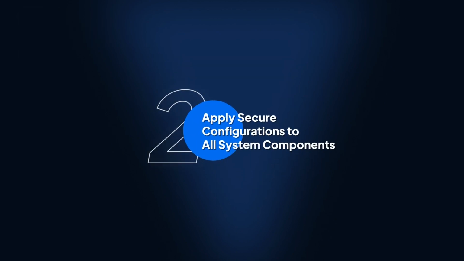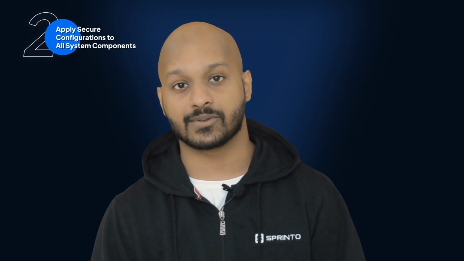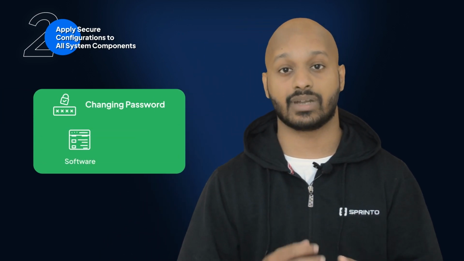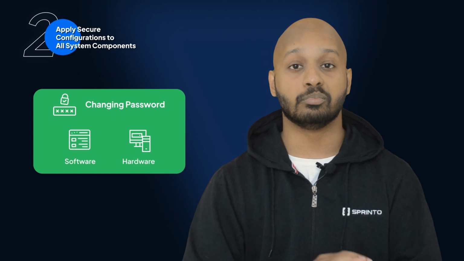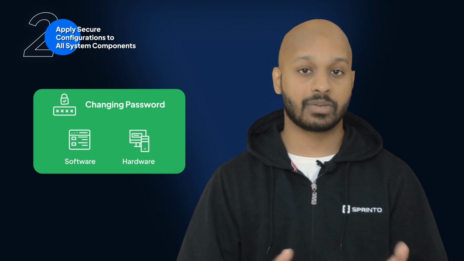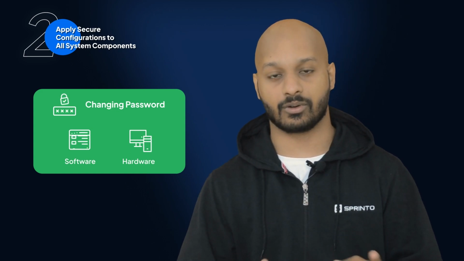Second, apply secure configurations to all system components. No more using default passwords and vendor settings. By changing out-of-the-box passwords and security settings for your software and hardware, you eliminate a major point of failure. So there's no more passwords that are password 123 in your organization.